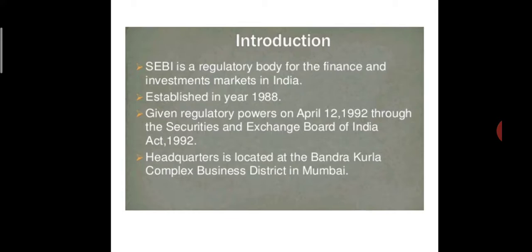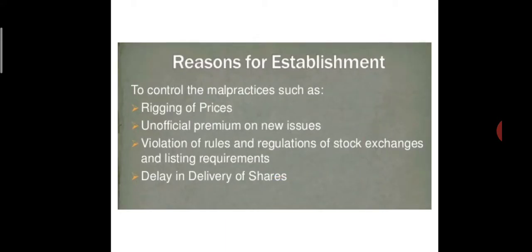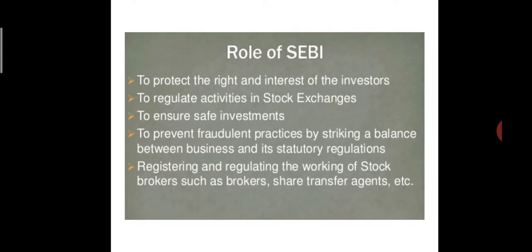This SEBI has its office located at the Bandra Kurla Complex in Mumbai, which is a business district of the state of Maharashtra. Now, we'll discuss the main objectives behind the establishment of the SEBI board. The first objective is to control malpractices such as rigging or hiking of illegal prices, unofficial premium on new issues, violation of the rules and regulations prescribed by the SEBI Act for the regulation of stock exchanges and listing requirements, and delay in the delivery of the shares. So these are the reasons this Act has been established.